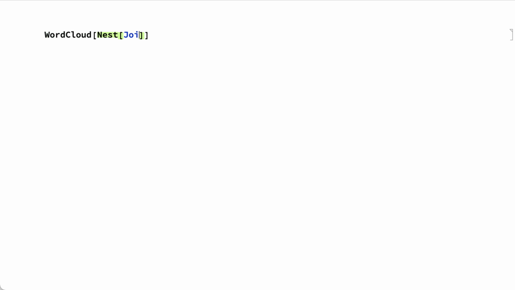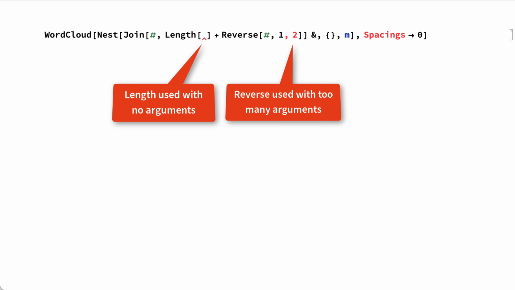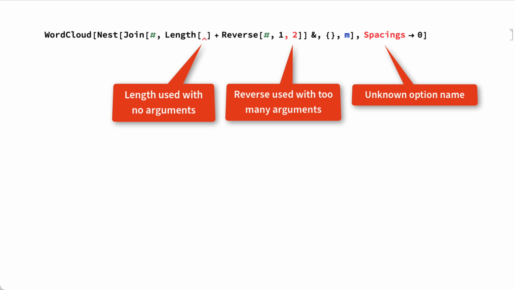Many errors, like spelling errors or misplaced commas or parentheses, are identified in the input by red marks or other coloring. For example, this input shows several possible errors highlighted in red. Here there is red coloring because the length function has no arguments, and the reverse function has too many arguments, and spacings is not the spelling of a known option for the WordCloud function. The intended option might be WordSpacings, which is an option for the WordCloud function.